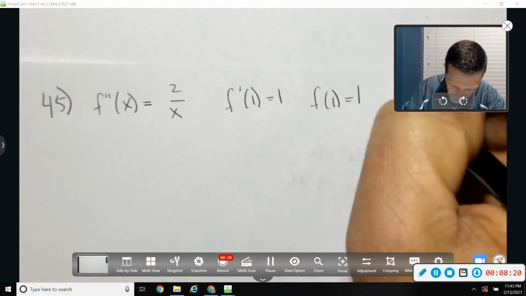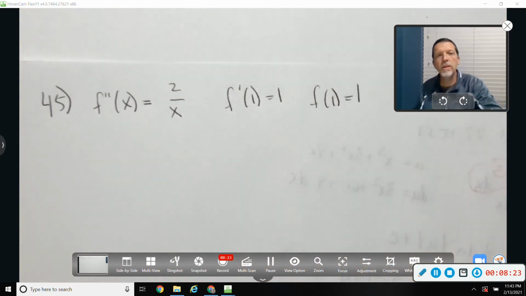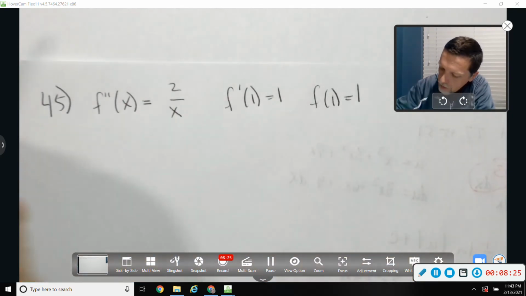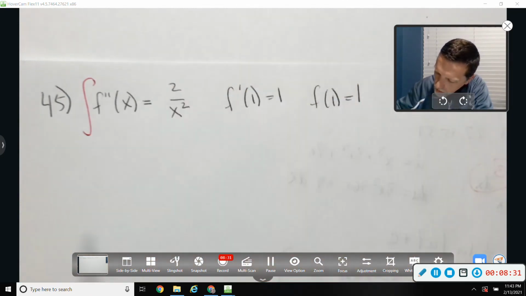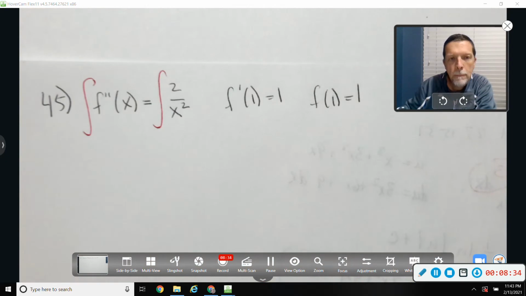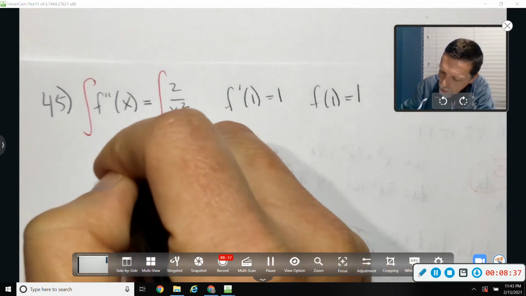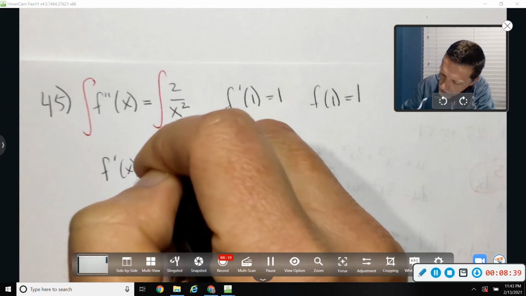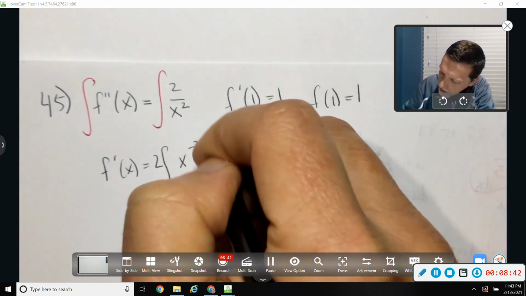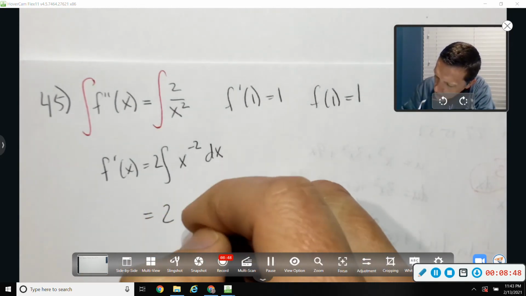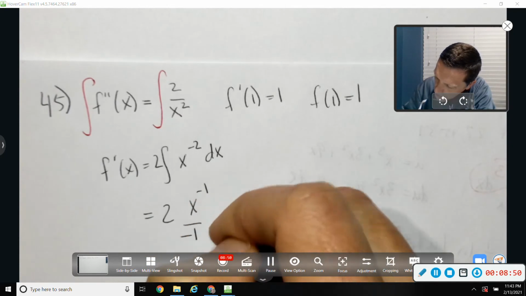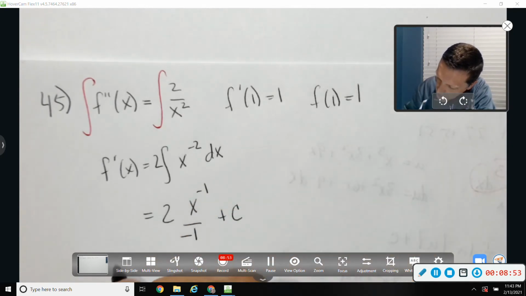So it gives us all this information, and we have to back up and figure out what f of x is. So if I integrate, on this one, if I back up from f double prime, I get f prime. I'm going to rearrange things on this one so that I can take the integral. So increase the power by 1, divide by the new power, plus c, and then clean that up a little bit. So that would be negative 2 over x plus c.